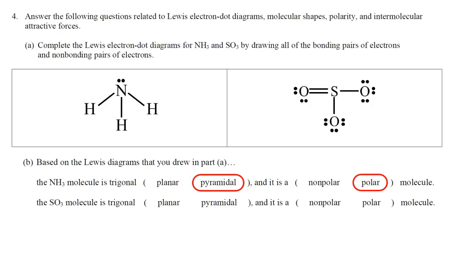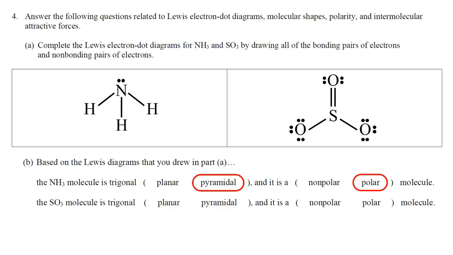So NH3 was trigonal pyramidal and it was a polar molecule, while SO3 is trigonal planar. I'm going to go ahead and draw it like that so you can see the trigonal planar geometry. And so is it classified as polar or nonpolar? Do all of these bond dipoles cancel each other out or not? It looks pretty symmetrical. Those bond dipoles are all arranged in a very symmetrical fashion.